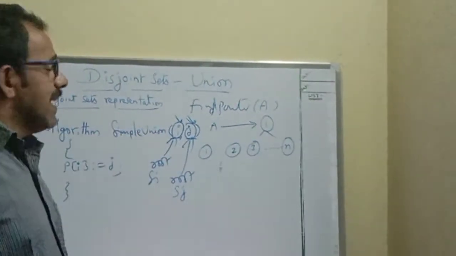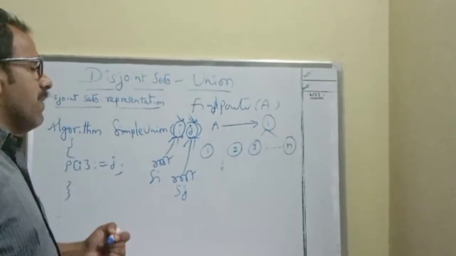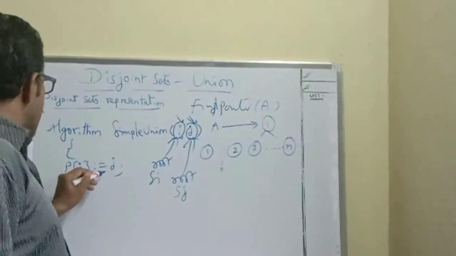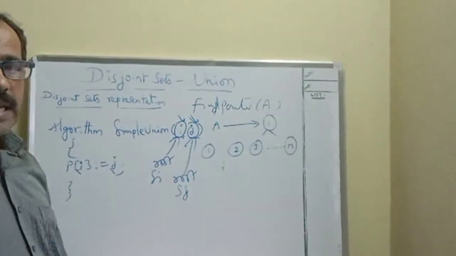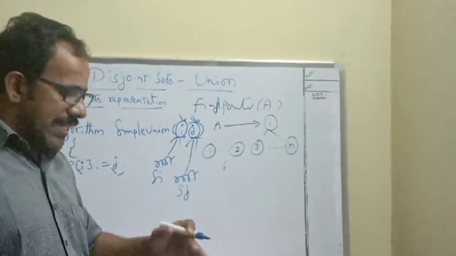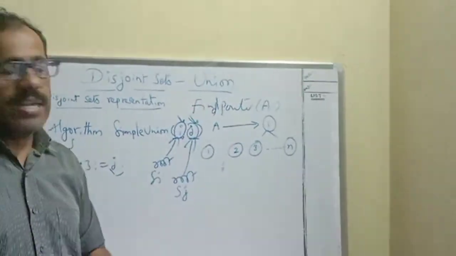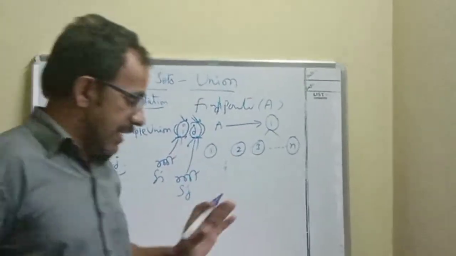One tree root node is I, another tree root node is J. But in the default way, we are making J the parent of I. That means in the normal case, every time we are adding the first tree as a child of the second tree. I will show you an example.